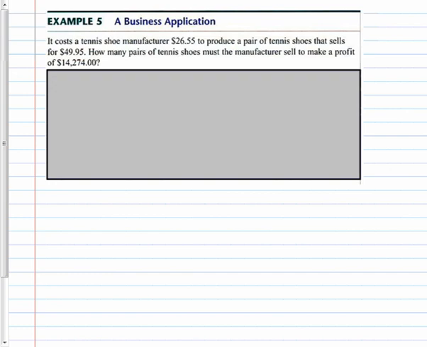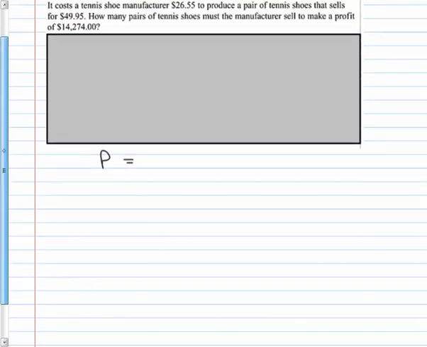Business application. It costs a tennis shoe manufacturer $26.55 to produce a pair of tennis shoes. They sell them for $49.95. How many pairs of tennis shoes must the manufacturer sell to make a profit of $14,274? Well, we need to understand, where does a profit come from?